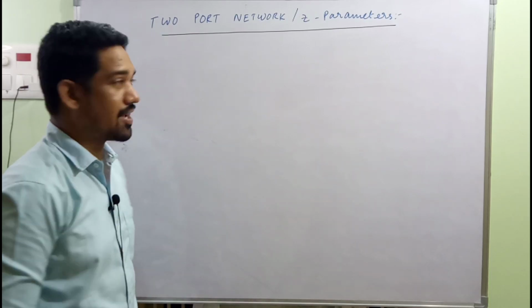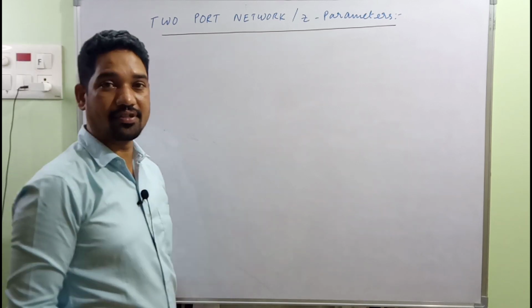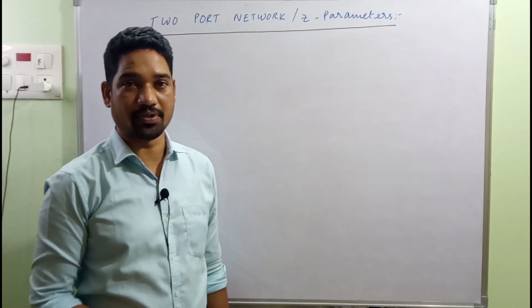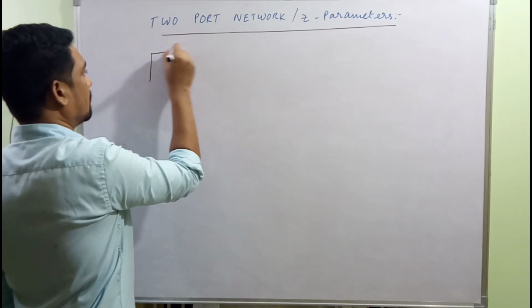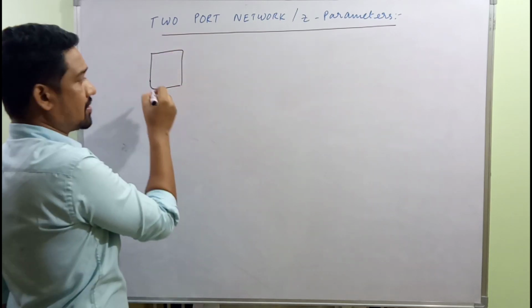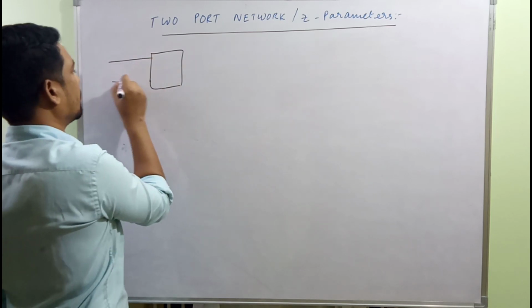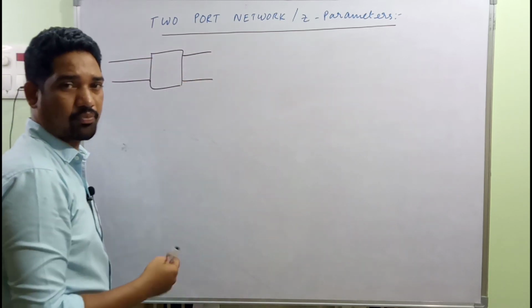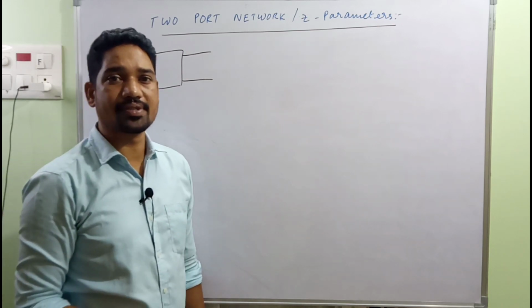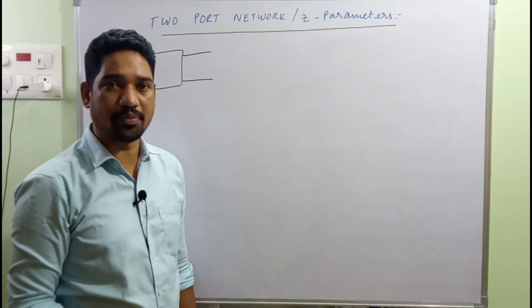Two-port networks and Z parameters: evaluating the Z parameters from two-port networks. What is a two-port network? A black box, simply a black box consisting of a pair of input terminals and a pair of output terminals, is a two-port network.